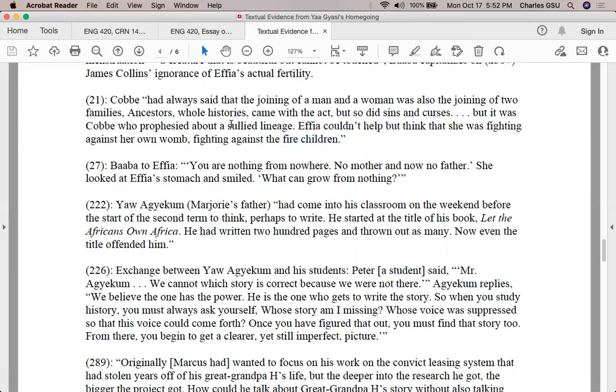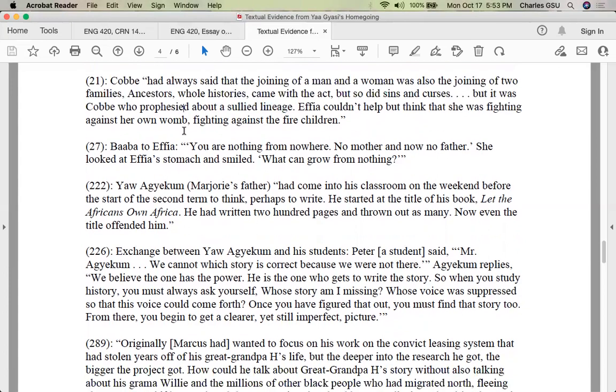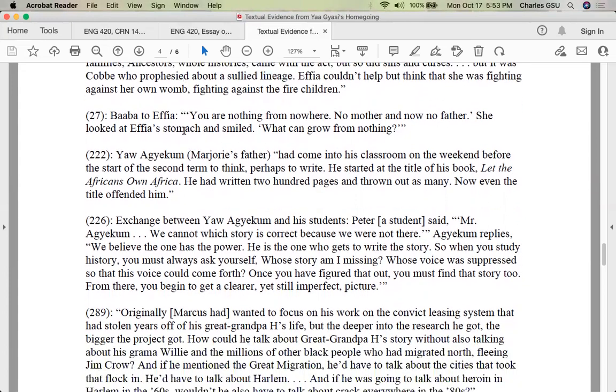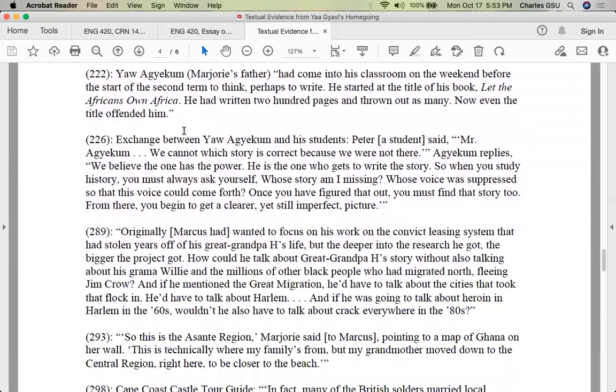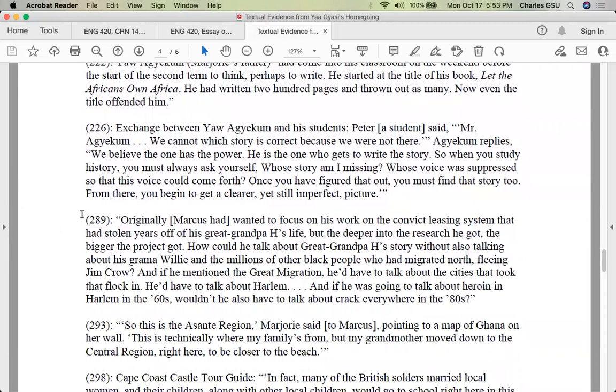So there's this way in which people are psychologically affected, you might even say somewhat traumatized, by the fire that causes the supposed sullied lineage, right? Let's maybe move further into the novel. Yeah, here's an example.